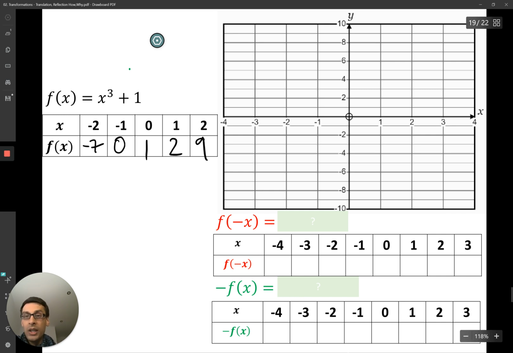So we plot those points. I'm going to start with 0, 1. Plot this carefully. So 0, 1 is there. 1 goes to 2. 2 goes to, sorry, it goes to 9 because we're adding 1. Negative 1 goes to 0, and negative 2 goes to negative 7. So you can see there's your curve. It's going to look like this.